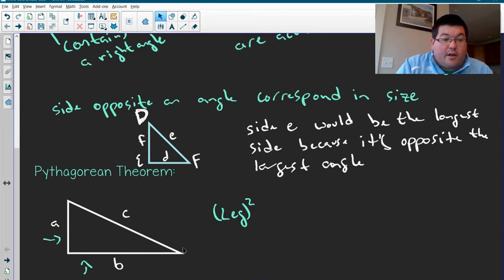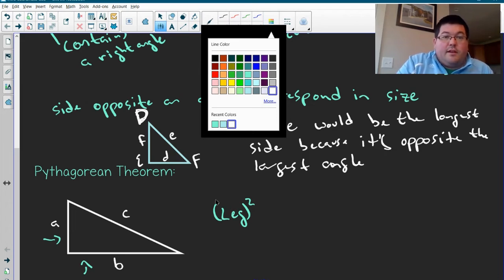So here we have a leg, right? This is one of the shorter sides. We have a second leg, right? This is, again, one of the shorter sides because these are opposite the two smaller angles. And in a right triangle specifically, the longest side is known as the hypotenuse, okay?